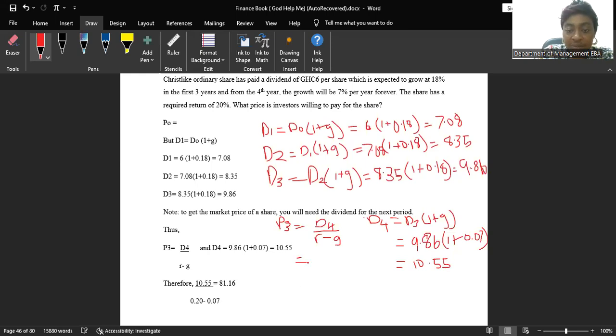So now let's solve for the price. Now we have D4, which is 10.55, all over the rate, which is 20%, 0.20, minus the growth forever. Okay. So this one we are getting 81.1.